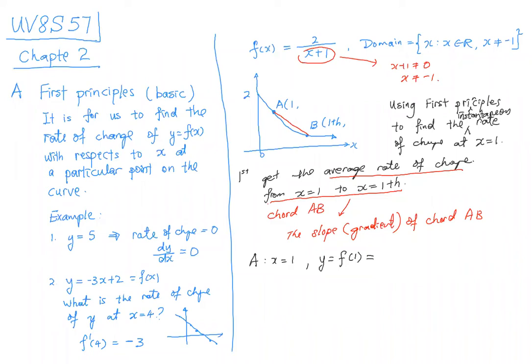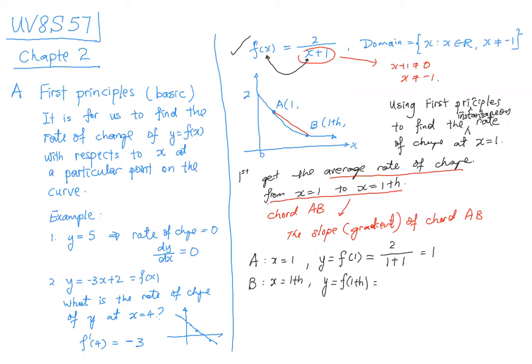The function is here, Cindy. So what are you supposed to substitute? Whatever in the bracket is your x. So what is in the bracket here is 1. So I follow my function, 2 over 1 plus 1, correct? Which is 1. So at the point B, when my x is equal to 1 plus h, y will be equal to f(1 plus h).